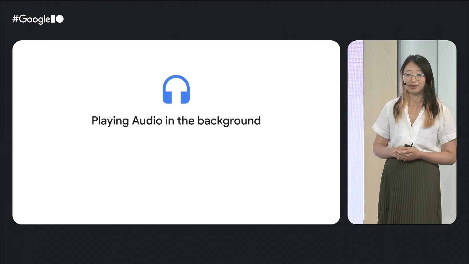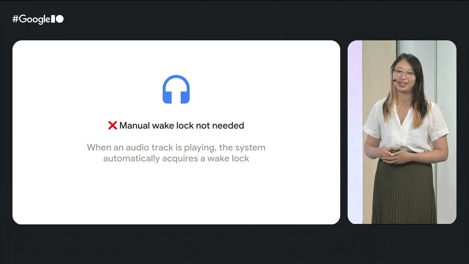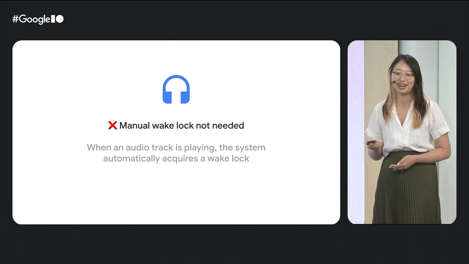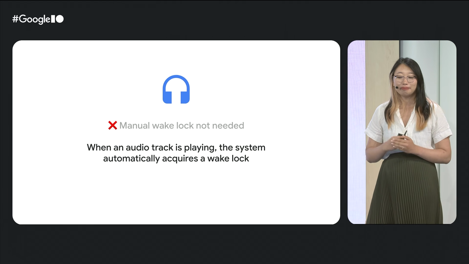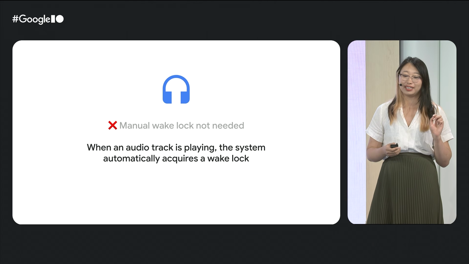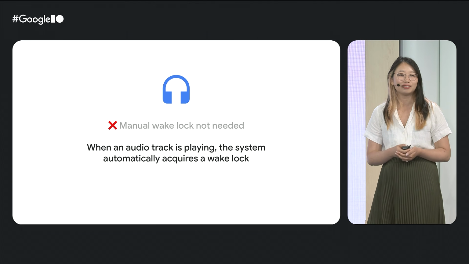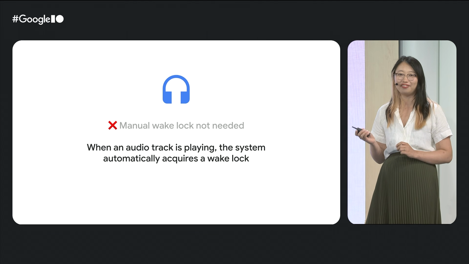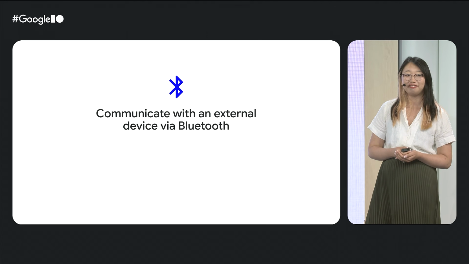Our second scenario is playing audio in the background. All right, I'm hearing some APIs. The answer is also that manual wake locks are not needed. When an audio track is playing, the system actually automatically acquires a wake lock. I also want to note that system-held audio wake locks are exempt from the excessive wake lock calculation in App Vitals. We have another scenario around communicating via Bluetooth.